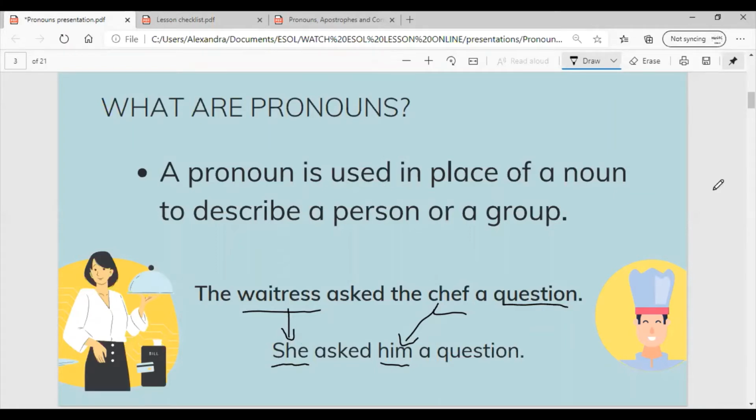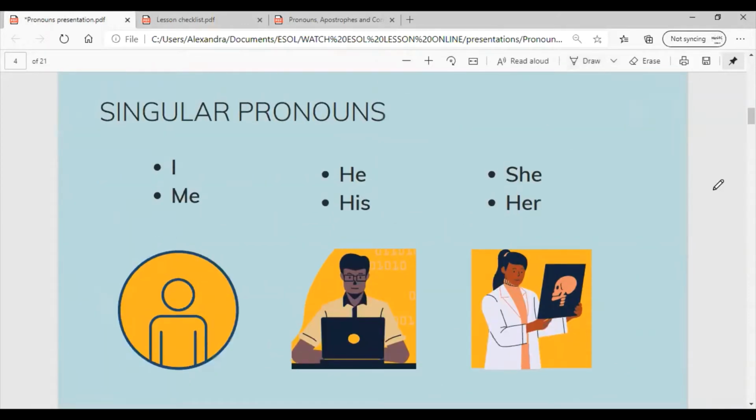There are different types of pronouns. There are singular pronouns and plural pronouns. When we look at singular pronouns, we've got I, me, he, his, she, and her. These are some very common singular pronouns which refer to the person themselves. They refer to the self.